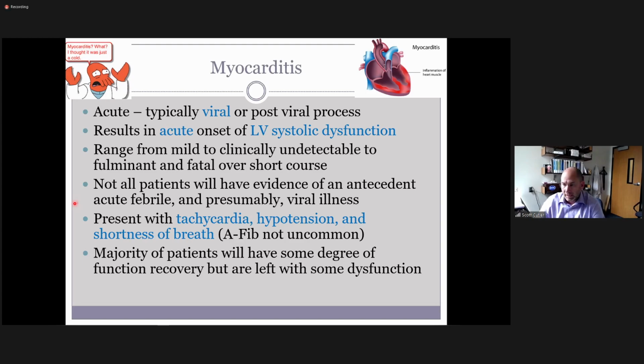So again, it's acute onset. It could happen in somebody of any age. Basically, they're going to have really crappy EF. There's probably going to be inflammation of the muscle, so you would expect to see a little bit thicker walls potentially. That's pseudo thickness.